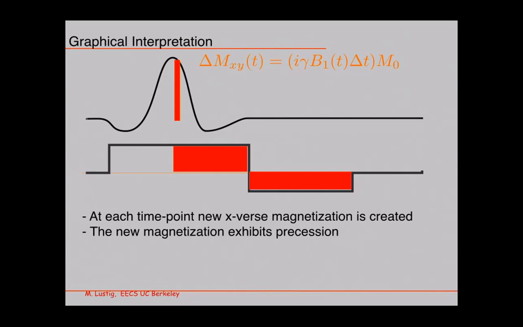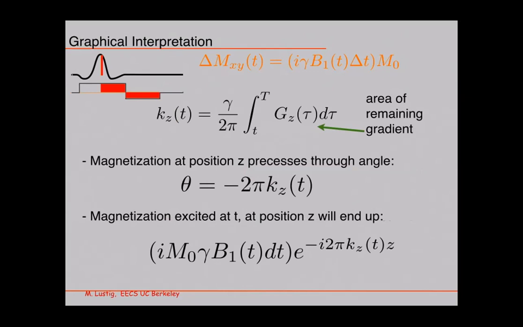So at each time point, new transverse magnetization is being created. And this new magnetization exhibits precession based on how much gradient is afterwards. Okay. All right. So effectively, the precession is proportional to the area of the gradient that's left. So I'm going to again define kz of t to be gamma over 2 pi, the integral from time t all the way to the end, Gz of tau d tau. It's the area of the remaining gradient. The phase is going to be proportional to the area of the remaining gradient. This is another way of getting exactly the same thing.